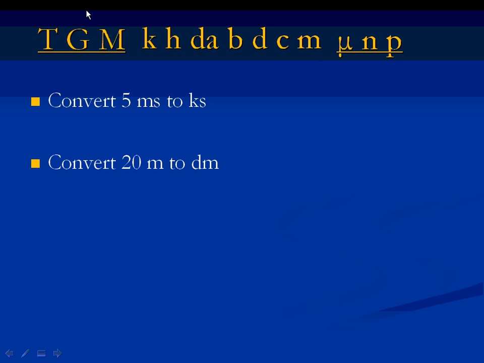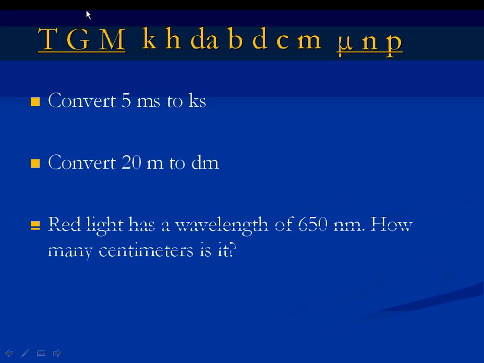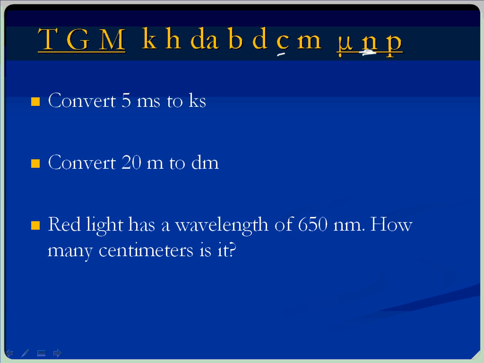All right, now let's go outside to tera, giga, mega, micro, nano, and pico. Red light has a wavelength of 650 nanometers. How many centimeters is that? Well, you start at nano, and you go to centi. But remember that that hop is actually 3 hops, and that hop is actually 3 hops, and then it's just 1 hop to the C. So the decimal is there right now, and we're going to be moving it 7 hops in total. 1, 2, 3, 4, 5, 6, 7 hops.